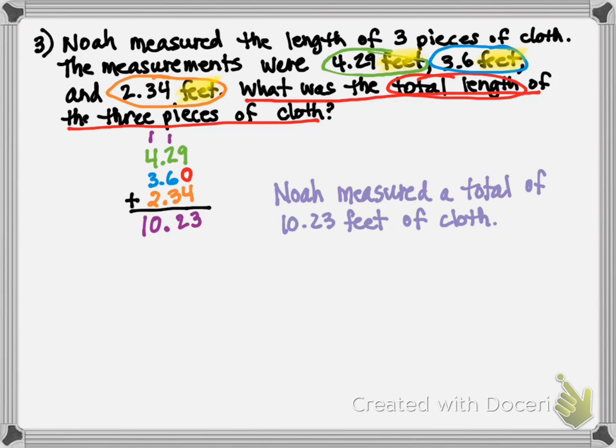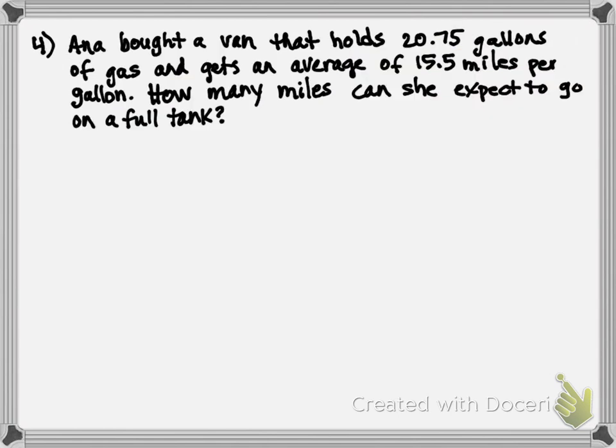Okay? All right, let's try another one. This one's a little tricky. Now, this is number 4. Anna bought a van that holds 20.75 gallons of gas and gets an average of 15.5 miles per gallon. How many miles can she expect to go on a full tank? All right, so I'm going to just kind of write down some things that I see. She's got a van and it holds 20 gallons of gas and gets an average of 15 miles per gallon. So how many miles can she expect to go on a full tank?